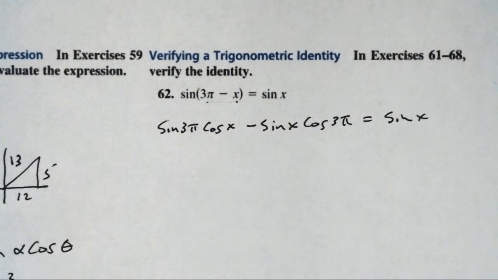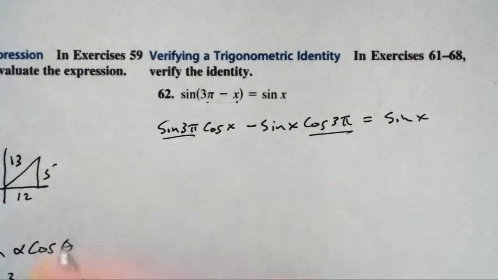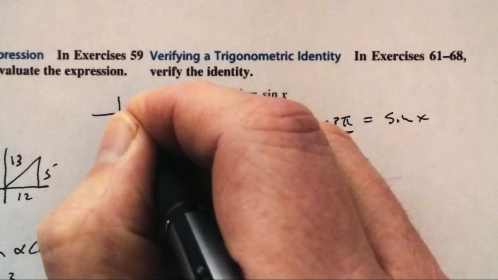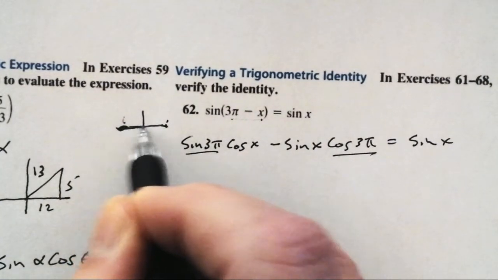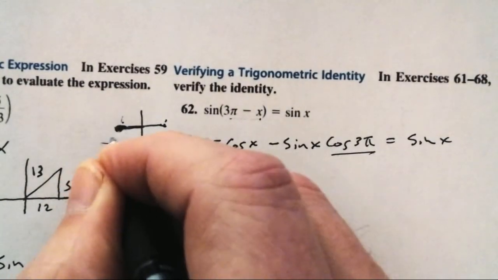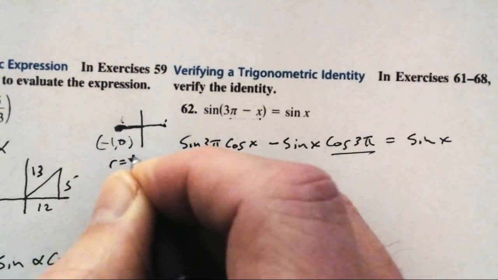And I'll have people get stuck on this identity problem. Well, what in the world do I do there? Well, this and this are known values. 3 pi is 1, 2, 3. It gets us to right here. And right here, these values could be -1 and 0, and r is 1.